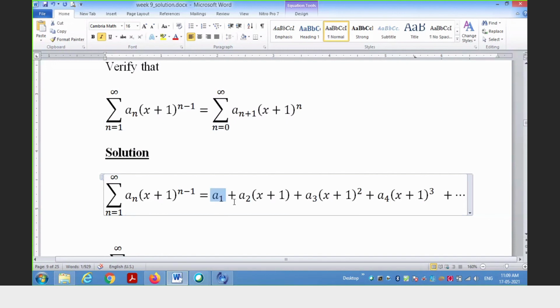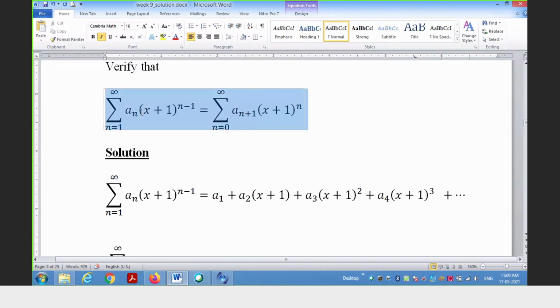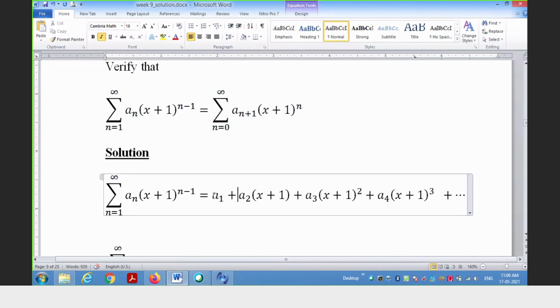Plus when n equals 2, we have a2 (x plus 1) power of 2 minus 1. 2 minus 1 is equal to 1. That means (x plus 1) power of 1. So we have (x plus 1) a2, and we can get a3 and so on. So when you expand the summation on your left hand side, you will get all the terms that make up this summation.